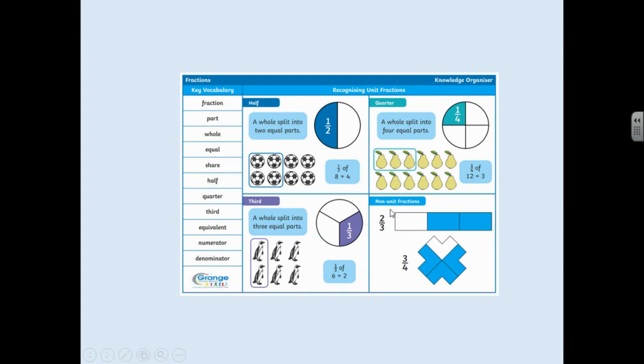Right, we are going to be looking at this part of the knowledge organizer where it says non-unit fractions. So non-unit means where the numerator is greater than 1. So in this case, looking at the denominator, we've got 3 equal parts. And looking at the numerator, if we've got 2, that means 2 parts have been shaded in. Now, looking at this shape here, looking at the denominator, we have got 4 parts, and the numerator says 3, so that means 3 parts have been shaded in.